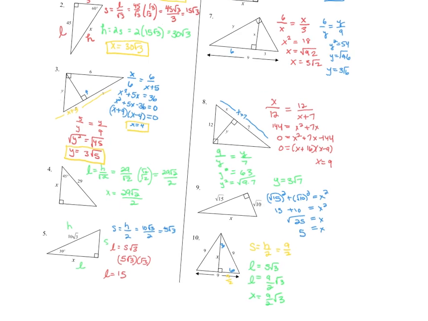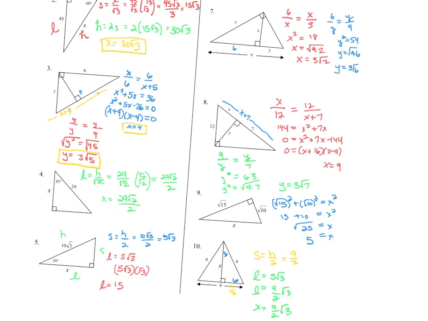All right, if we look at numbers 4 and 5 next. Number 4, we can see is a 45, 45, 90. We are given the hypotenuse. So to figure out the leg, we take the hypotenuse and divide by the square root of 2, which then is 29 divided by the square root of 2. We end up having to rationalize that denominator, and we end up with an answer of 29 times the square root of 2 divided by 2.